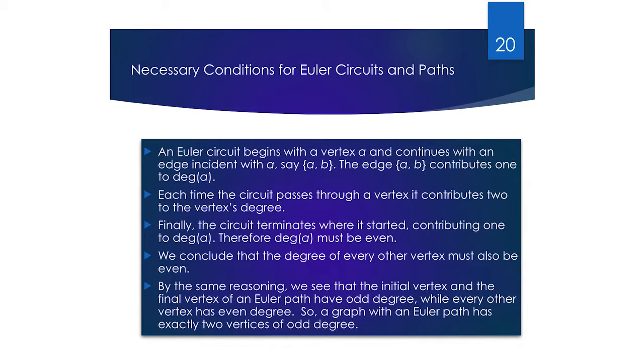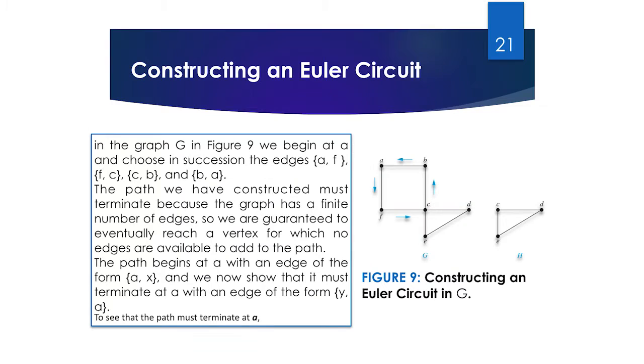By the same reasoning, we see that the initial vertex and the final vertex of an Euler path have odd degree, while every other vertex has even degree. So a graph with an Euler path has exactly 2 vertices of odd degree. In the next slide, we will show that these necessary conditions are also sufficient conditions.